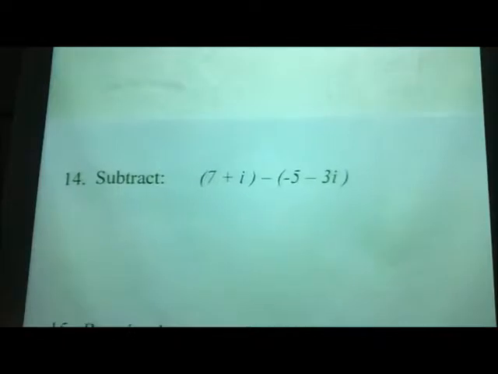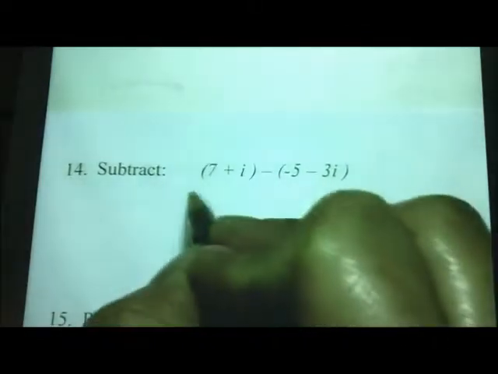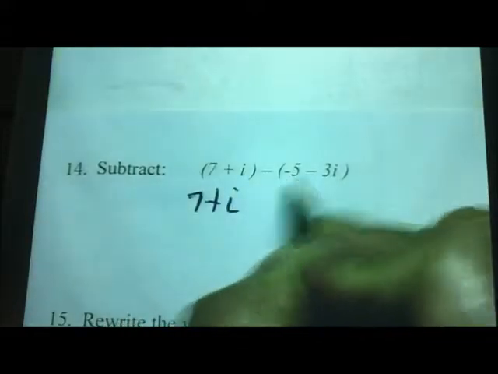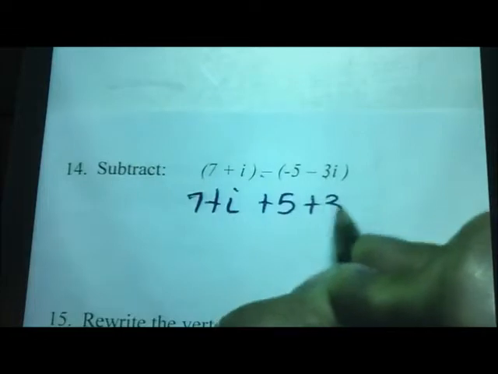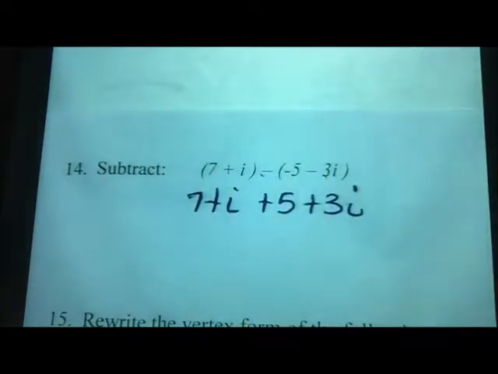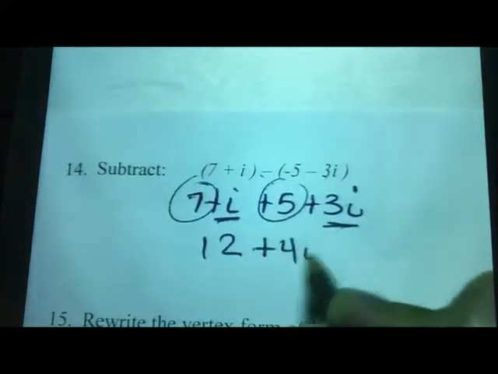Next one. We distribute the negative, so the first one stays the same. This becomes a positive 5. A negative times a negative becomes a positive 3i. So what is 7 plus 5? 12. What is 1i plus 3i? 4i.